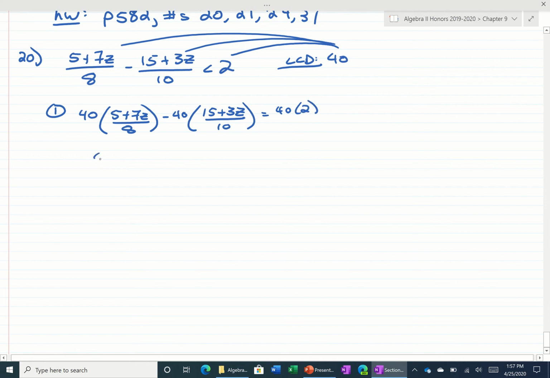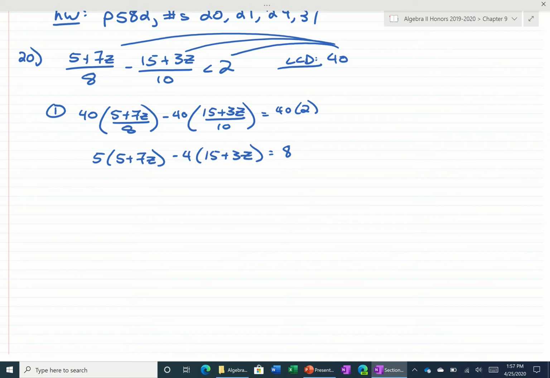And this would come out to be 5 times 5 plus 7z minus 4 times 15 plus 3z equals 80. So I think my answer sheet's wrong. I forgot to multiply the 2 by 40, but that's what we need to do. So just make sure you're careful. Ignore my answer sheet for this one. I'll fix it going forward. Or actually, I'll fix it and I'll post the revised one. But so that's what that would be.